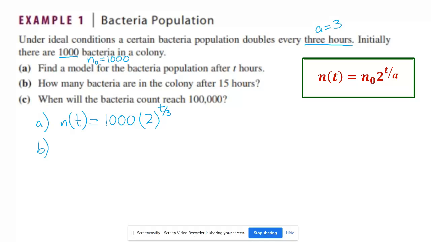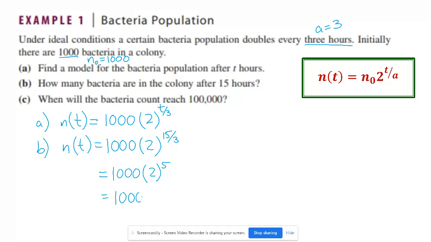So to do that, we are going to set up our function, and we're going to plug that 15 in for t. So we have 1,000 again. It's doubling, and it's doubling at every 3 hours for 15 hours. So we have 15 divided by 3. Now we just work this out. So 15 divided by 3 is 5. So we have 1,000 times 2 to the 5th power, which is 32.